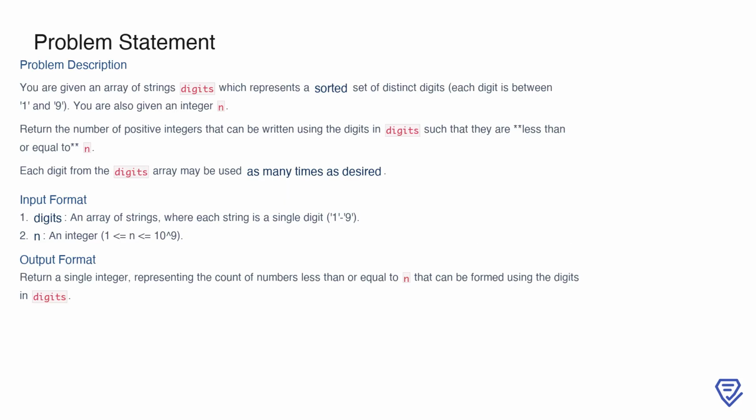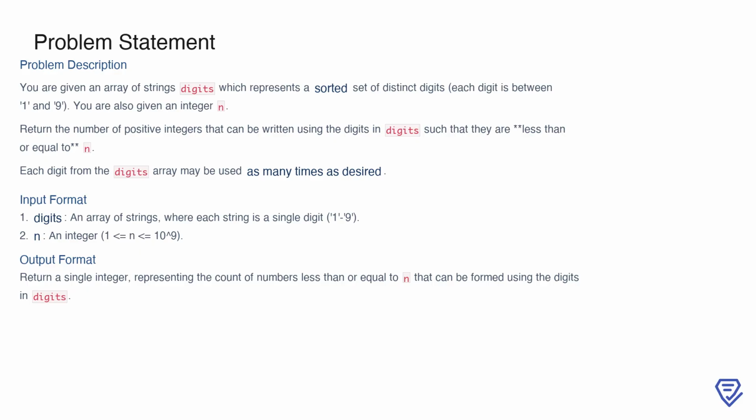Here, we are tasked with solving a problem involving a set of digits and a target number. The input includes an array of strings called digits, where each string represents a single digit from 1 to 9. Importantly, these digits are sorted and distinct. Additionally, we are given an integer n, and our goal is to determine how many positive integers can be formed using the digits in digits such that these integers are less than or equal to n.